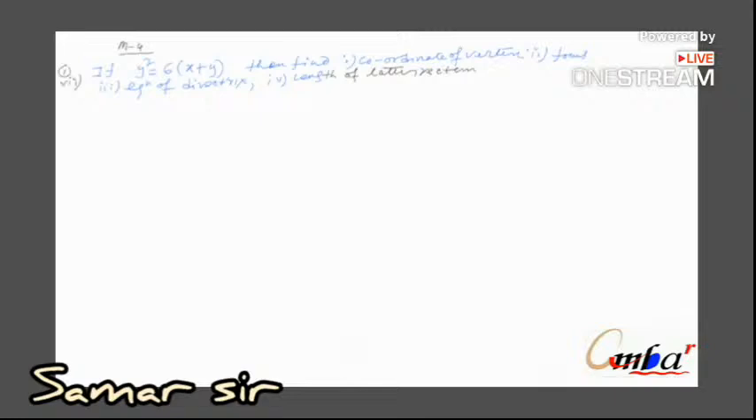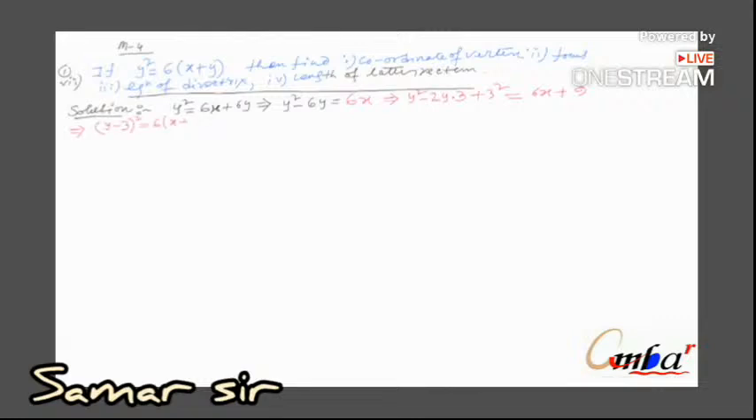First, convert this expression into a whole square form. That is, y square equals 6x plus 6y. So y square minus 6y equals 6x. Then y square minus 2y dot 3 plus 3 square equals 6x plus 9. Then (y minus 3) whole square, taking 6 common, that is (x plus 9 by 6). So (y minus 3) whole square equals 6 times (x plus 3 by 2).